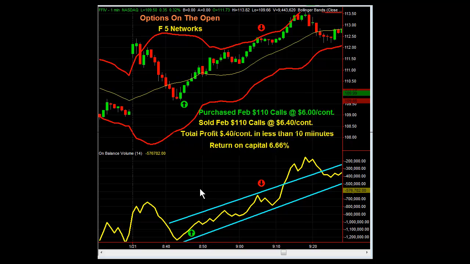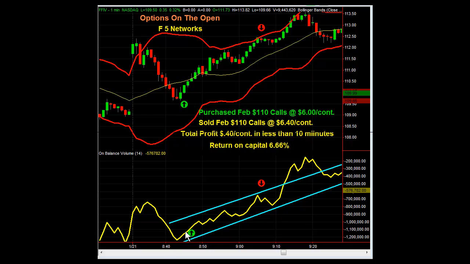So based on our indicators, we entered into this trade on a daily day trade basis using the February 110 calls, which we bought right here at around 8:45 a.m. Central. We bought these at $6 per contract, and you can see it was the perfect timing based on our indicators and our model indicator. Price had come down here, and we picked it off on a perfect bottom using our indicators in this model.